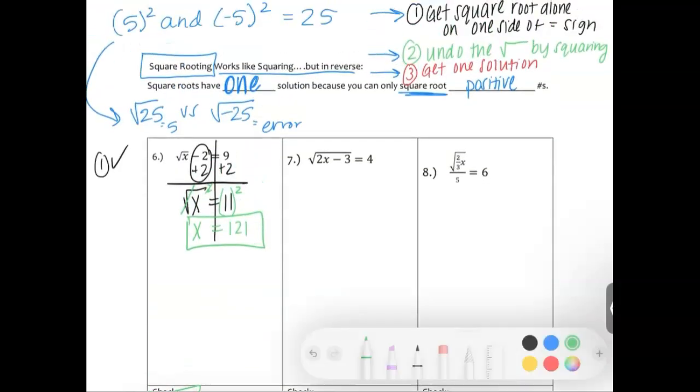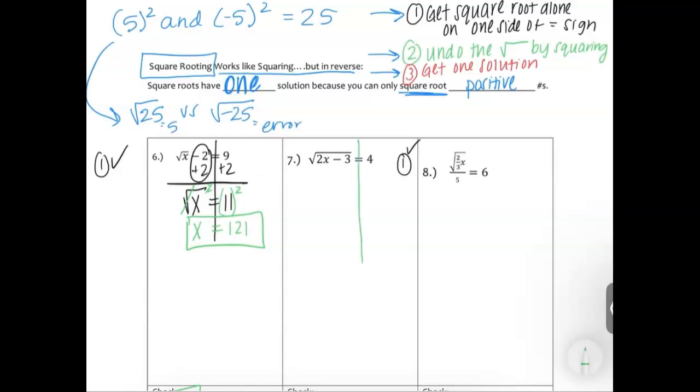Okay, same thing here. We want to get the square root alone on one side. Well, actually, on this left side, there is nothing else except the square root. So we're actually all set with that one. We can jump straight to step 2, where we undo the square root by squaring. If you square one side, you have to square the other.